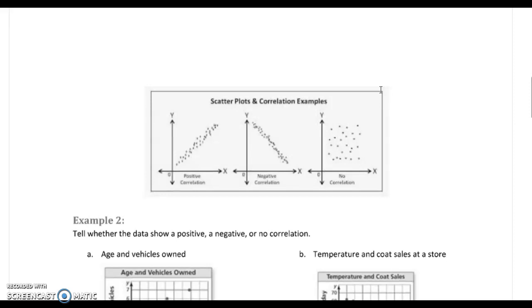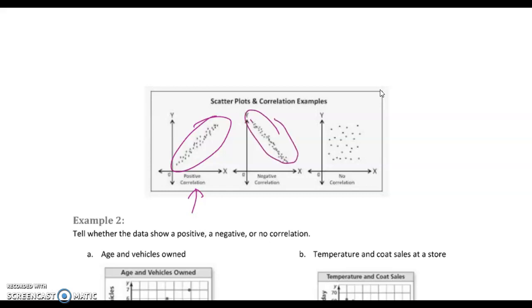Okay, here are some examples of correlation. Correlation means the two sets of data share a relationship, or they don't. If it is a positive correlation, it's like this example. The points are going up in a positive direction. If you drew a line through those, it would have a positive slope. Positive correlation means as the data on the x-axis increases, the data on the y also increases. That's positive correlation.